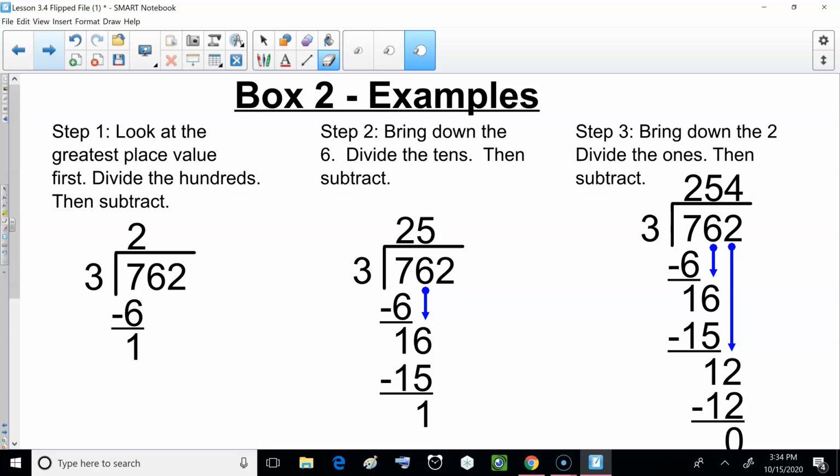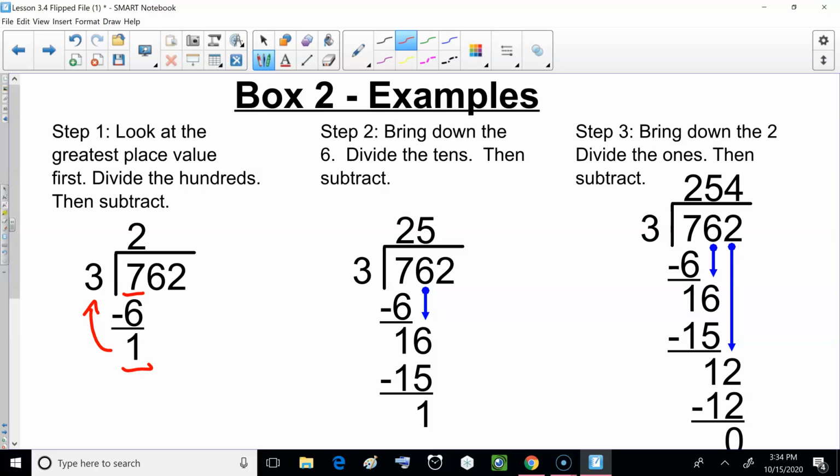So step 1, we're going to look at the greatest place value first. That's our hundreds right here. I'm going to divide the hundreds. Well, if I have 7 hundreds and I'm making groups of 3, I know I can have 2 groups. 2 times 3 would be 6. 7 minus 6 is 1. We know that 1 is less than 3, so we can't make any more groups out of my hundreds.